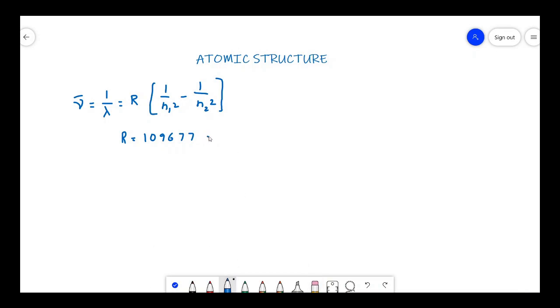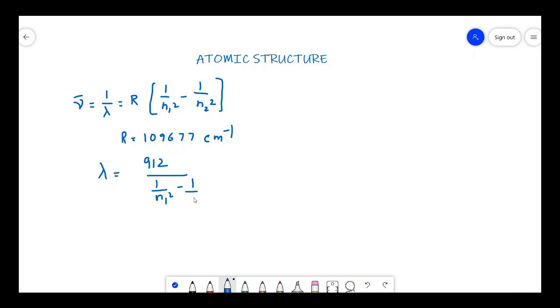It is centimeter inverse. And next we can also calculate wavelength. We can also take this wavelength lambda is equal to 912 by 1 by n1 square minus 1 by n2 square. And in this we get wavelength directly in angstroms. Suppose in the options, if the question is asked in angstroms, you can directly use this formula. So the calculation is very simple.